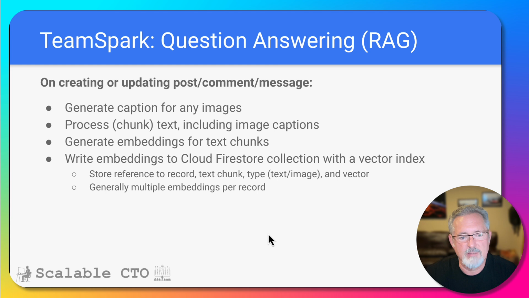And generally, you're going to have multiple embeddings per record. So if you have 3 or 4 sentences of text and an image, it maybe results in a couple more sentences. And then by the time you chunk that up, you might have 6 or 8 or 10 of these vector index entries that are going to represent the semantic meanings of the things that are in those images or posts.